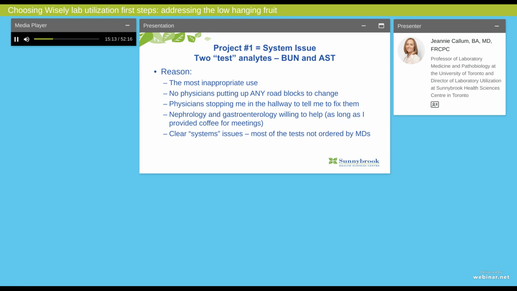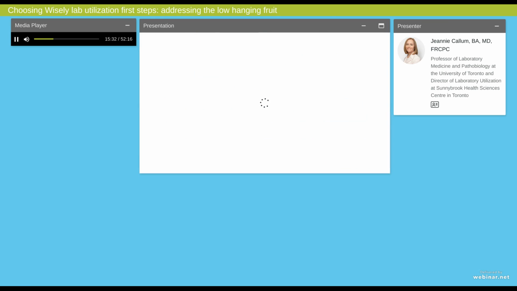And my nephrology and gastroenterology colleagues were more than willing to help me, as long as at the meetings I brought the coffee and they didn't have to do a lot of work. They just had to provide their expert input. And for these two analytes, most of the tests were not being ordered by the doctors. They were being ordered by the computer system in such a way that it was going to be easier to fix them.